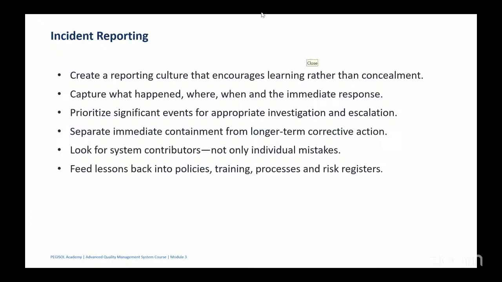Okay. So now let's look at incident reporting. Create a reporting culture that encourages learning rather than just punishment. Capture what happens, where, when, and the immediate response. These are part of the corrective actions. So there is what is called the immediate response.